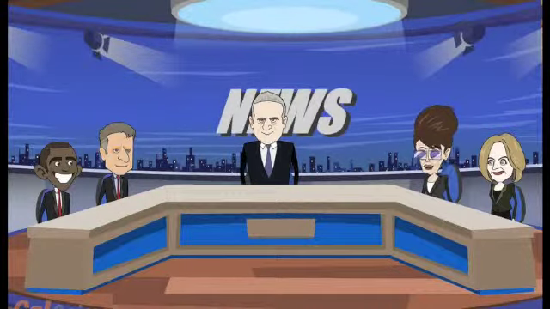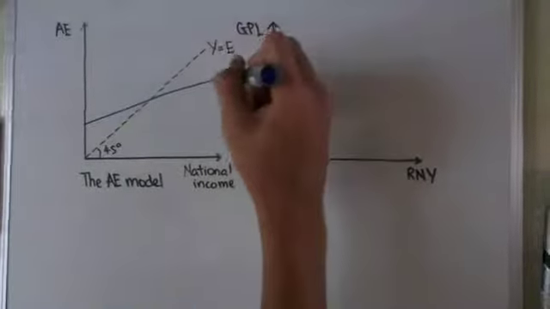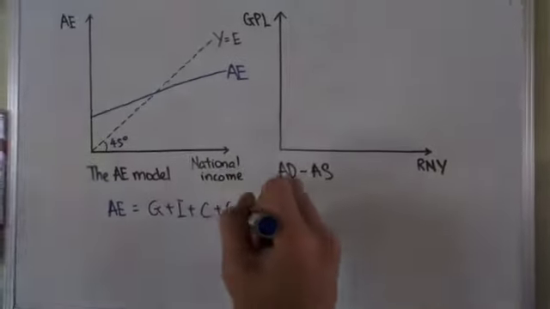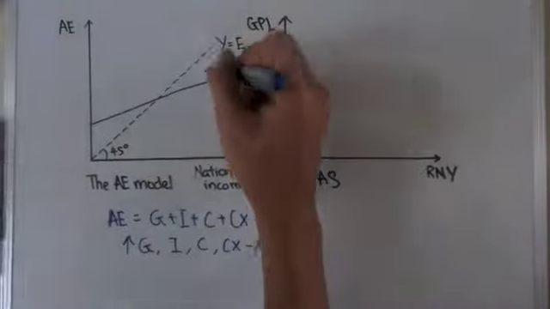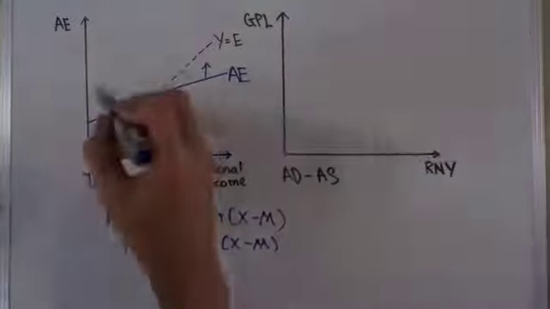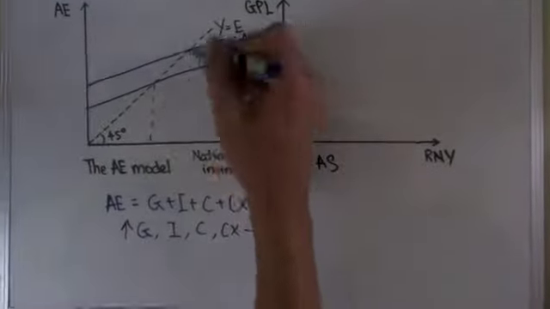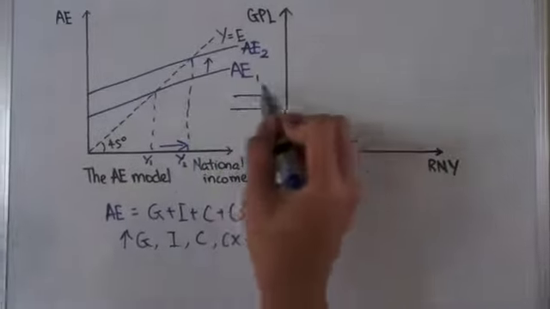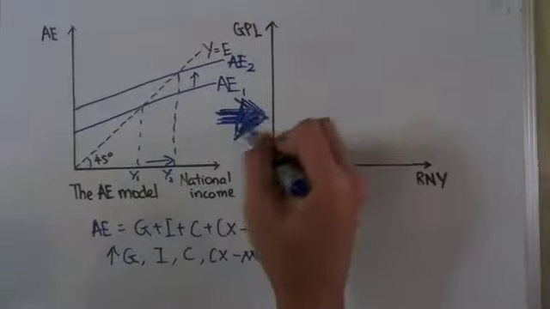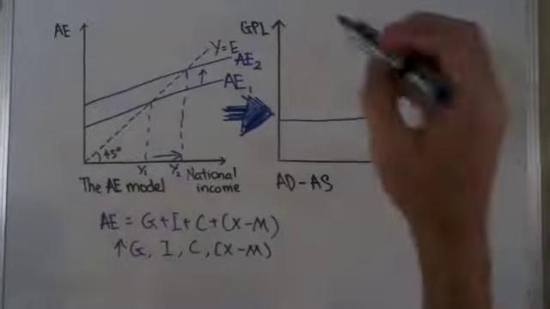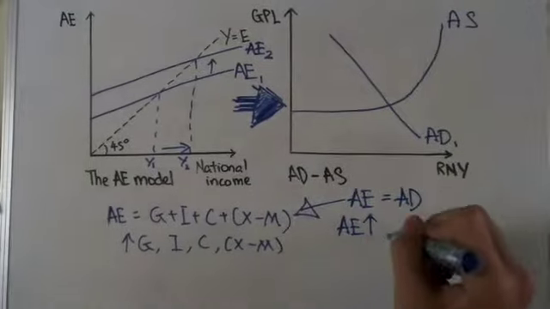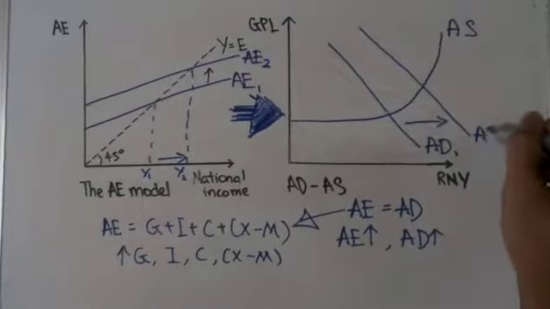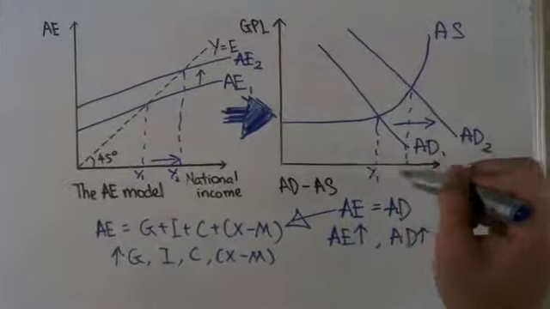Okay, let's first refer to the graphs to understand this. First, the AE model, also known as the aggregate expenditure graph, comprises government spending, investments, consumption and net exports. Let's assume that there is an increase in consumption in the economy. This will cause AE to increase, shifting the curve upwards. And this is where the multiplier process comes in. National income increases by a larger extent than the initial increase in consumption. This is similar to the AD-AS model, where the AD curve shifts to the right.